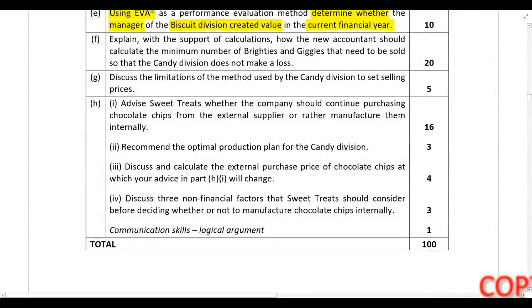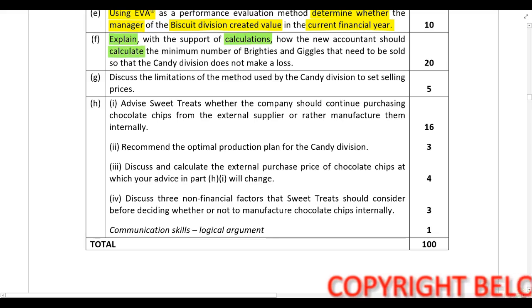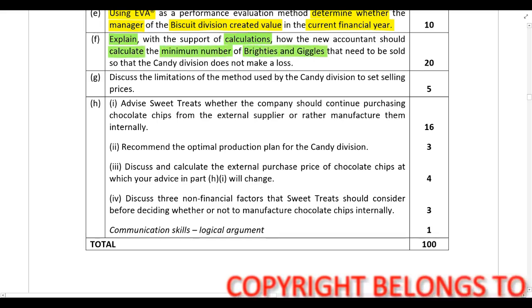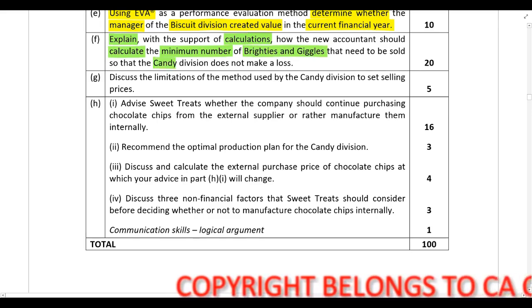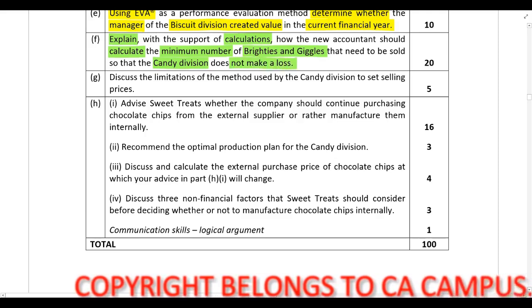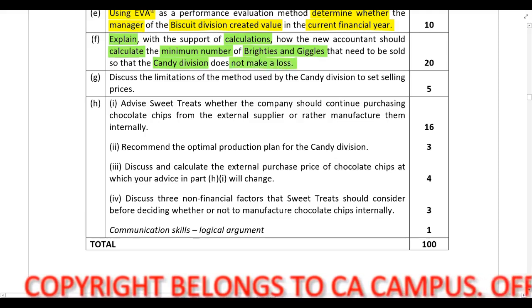Part F: explain, with the support of calculations, how the new accountant should calculate the minimum number of Brighties and Giggles that need to be sold so that the candy division does not make a loss. All right, and this is for 20 marks.